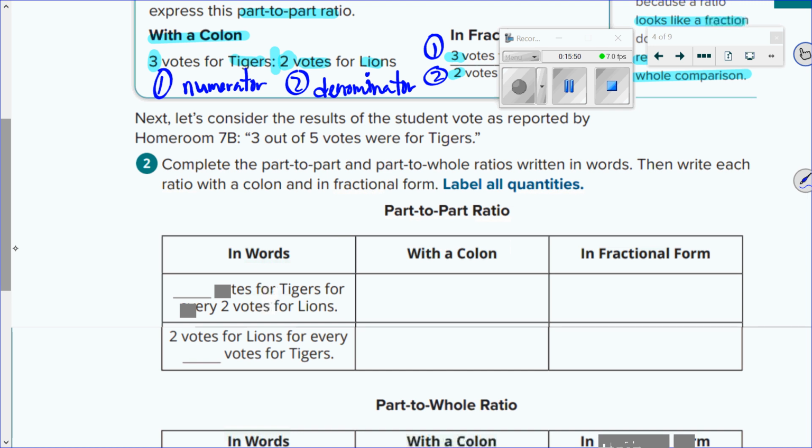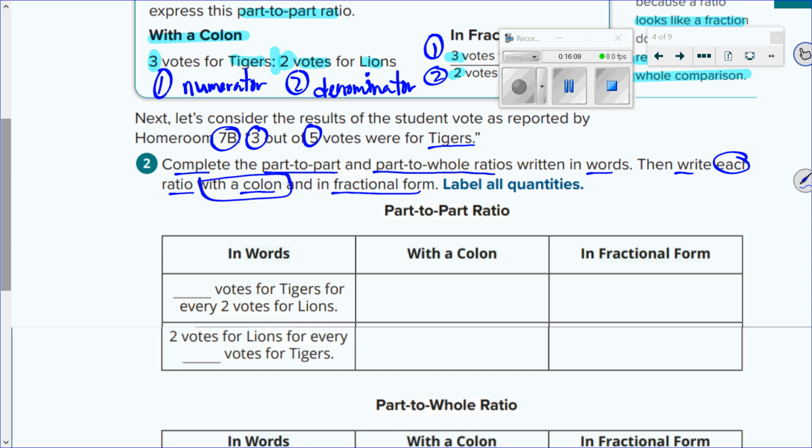We're going to look specifically at 7b, where they said 3 out of 5 votes were for tigers. What I want you to do, complete the part-to-part and part-to-whole ratios written in words. Then we're going to write each ratio with a colon and in fractional form. So we're doing it 2 ways. Colon, fractional form. This is critical.